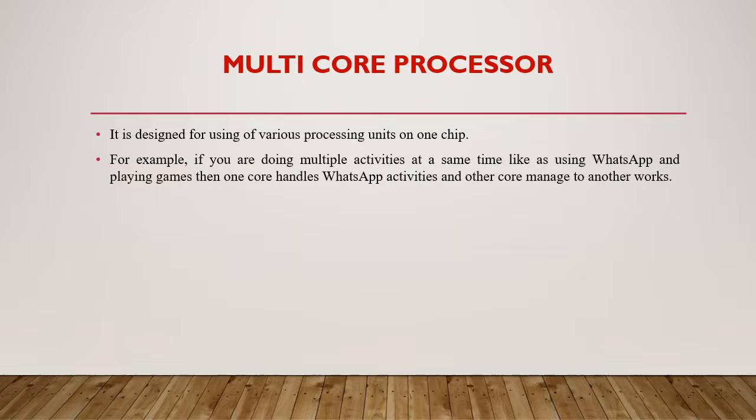A multi-core processor is designed with various processing units. Every core of the processor is able to perform its own task. For example, if you are doing multiple activities at the same time, like using WhatsApp and playing games, then one core will handle the WhatsApp activities and the other core will handle the next task, that is the game.